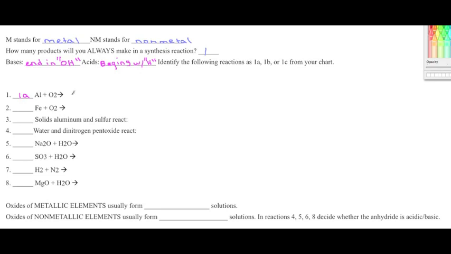Al is going to go first since it has a positive charge. The positive always goes first, so Al, and Al has a +3 charge, so I'm going to just write Al3+.